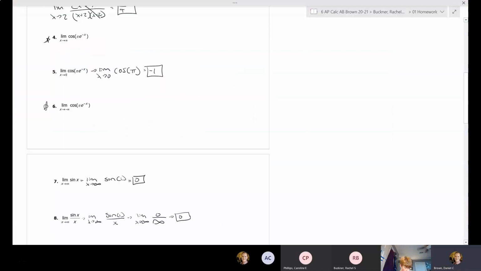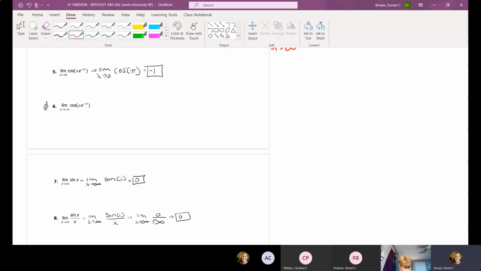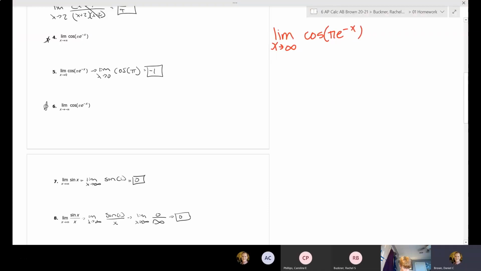So for that one, this is the limit as x goes to infinity. If you're working on that one, you have the limit as x goes to infinity of this function. For these intuitive ones, I know we can't really plug in infinity, but in our heads we're thinking about the cosine of pi e to the negative, and x is going to a really big number.